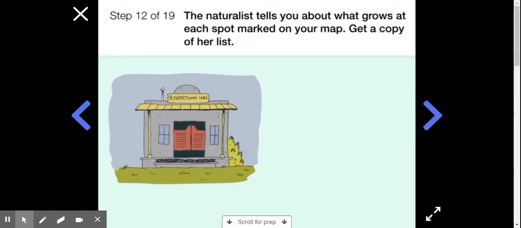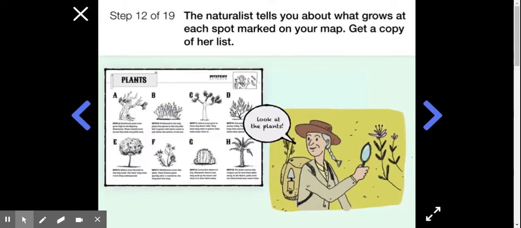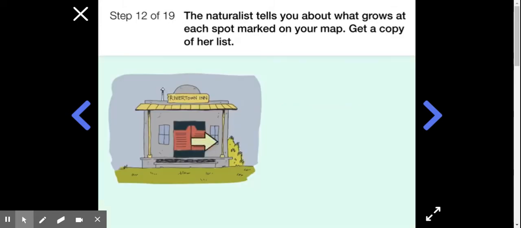Your team leaves the inn to go buy supplies for your trip. On the way to the store, you meet a naturalist who's been traveling in the land beyond the mountains. She says, the best way to figure out where there's water is to look at the plants. Some plants have long roots that reach down to the water underground. Other plants rely on seasonal rainstorms. The naturalist tells you about what grows at each spot marked on your map. Get a copy of her list. You can now find this in Google Classroom.